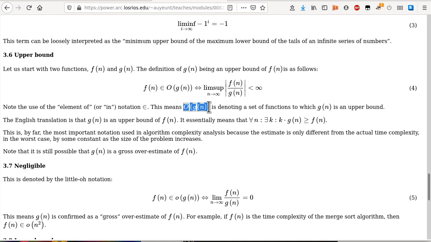Let me rephrase it. g of n is an upper bound of every single one of the functions that is an element of big O of g of n. Is that okay? Basically, the big O notation is saying, I am an upper bound of all of you, you being the elements in the set, and I being g of n in this case. Is that okay? All right.